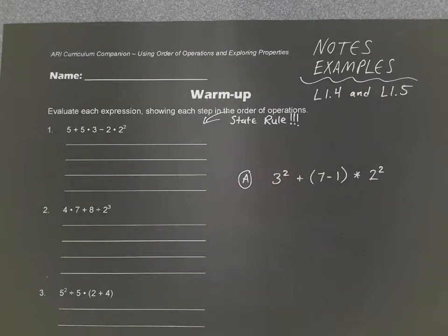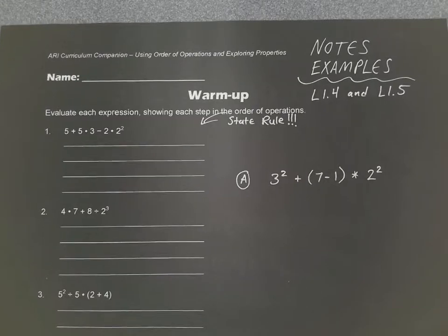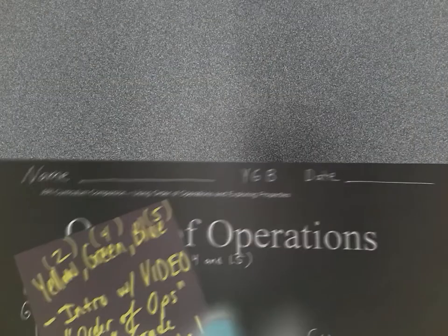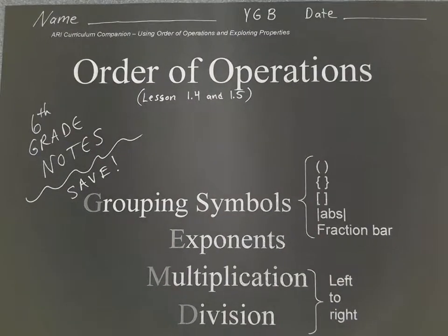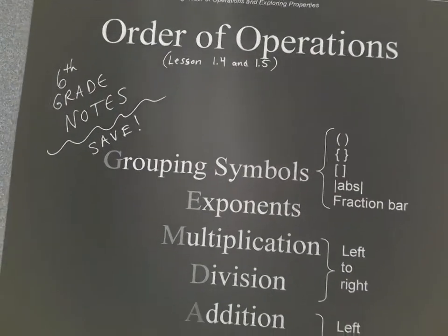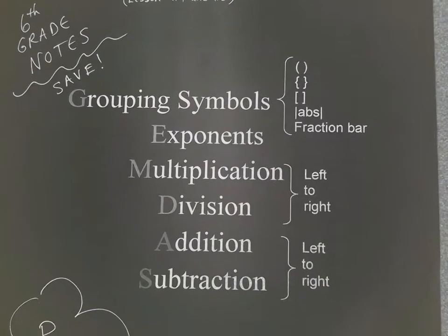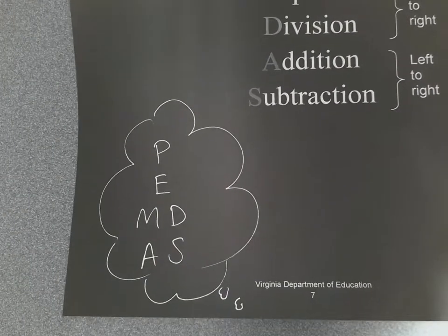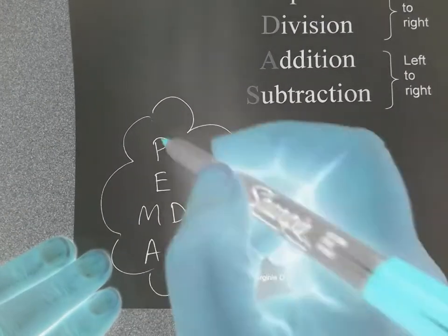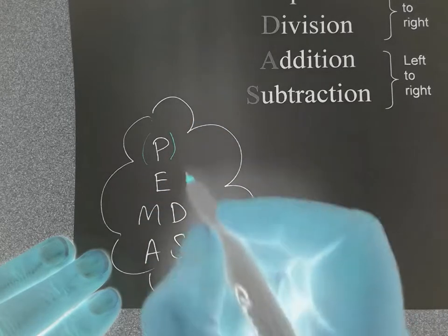So if you look, you have this page on the back of your order of operations hint sheet, which looks something like this. It says 6th grade notes. You're supposed to save these. And it reminds you that we could use GEMDAS, or some people like to call these PEMDAS. So either way you learn this, we really want to remember that we're going to use parentheses, exponents.